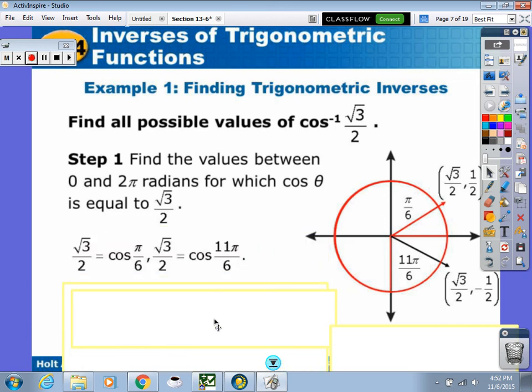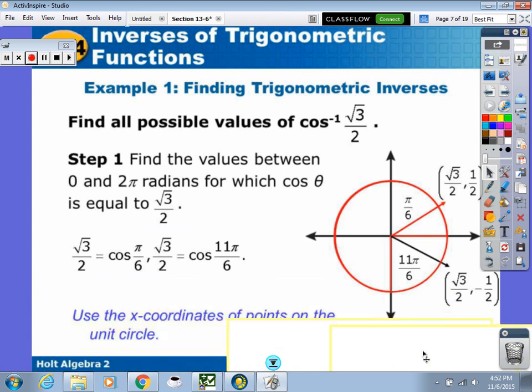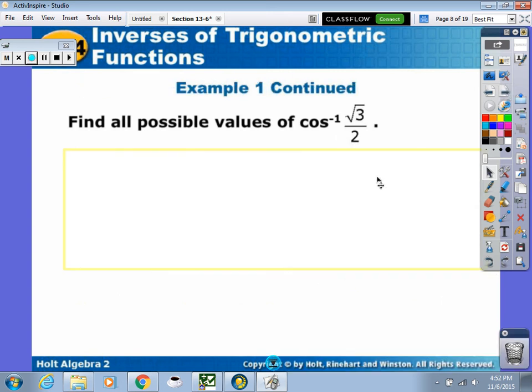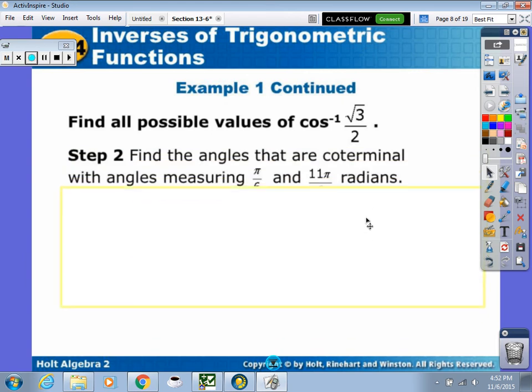Next, what we're going to do is set it up this way. We've got cosine of pi over 6, cosine of 11 pi over 6. These are the x-coordinates of the points that are on the unit circle. Our next step is to follow through on this so that we can identify in general all the possible values of inverse cosine of root 3 over 2. So basically every single time a coterminal angle has the terminal side in the same spot where pi over 6 and 11 pi over 6 are, then we have a scenario where the cosine would be equal to root 3 over 2.